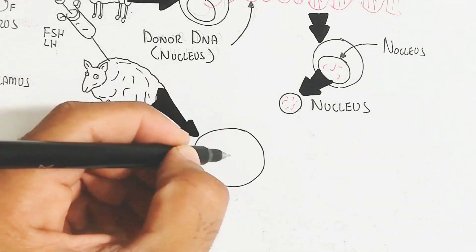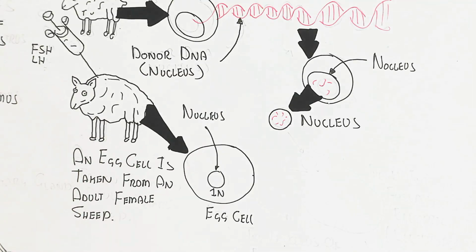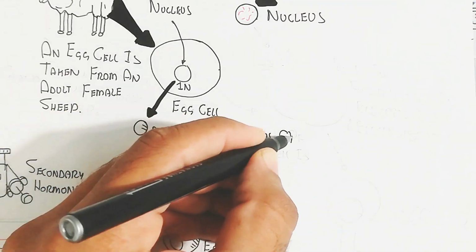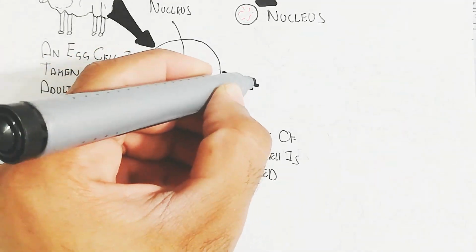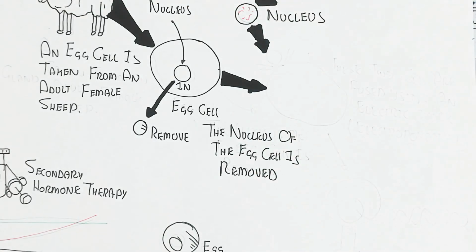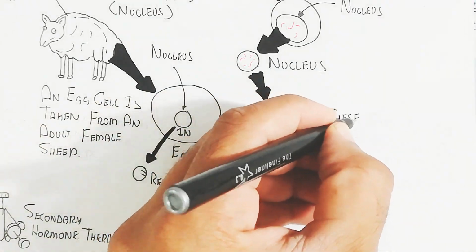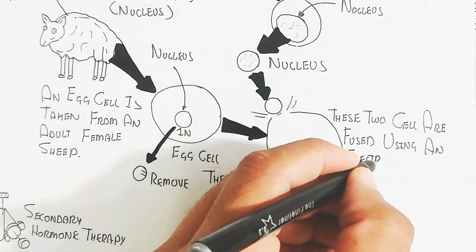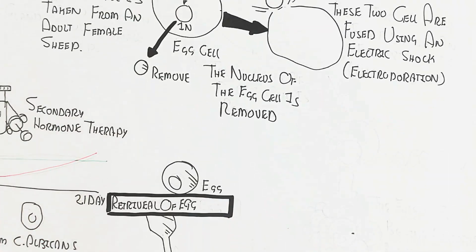After finding the egg, its nucleus is haploid, because it requires fertilization to become diploid. But we remove it, and the cytoplasm of the egg is required, because the cytoplasm is important for development and growth. So the nucleus of the egg is removed, and these two cells are fused using an electric shock. The electroporation leads to insertion of the nucleus into the cytoplasm of the egg.